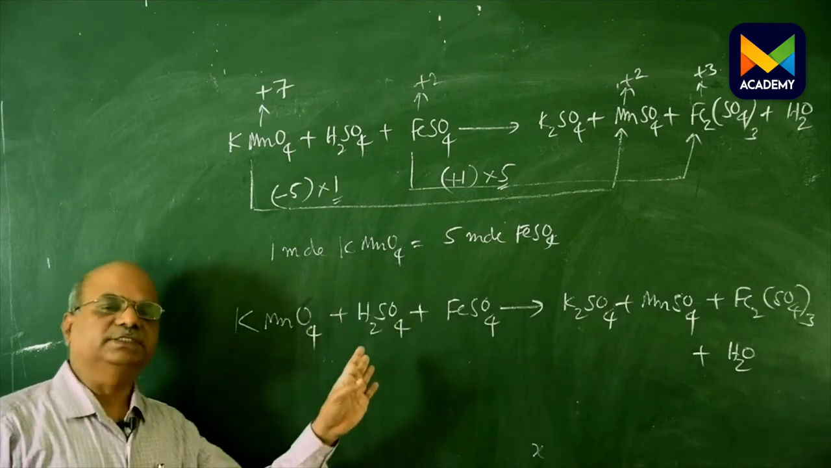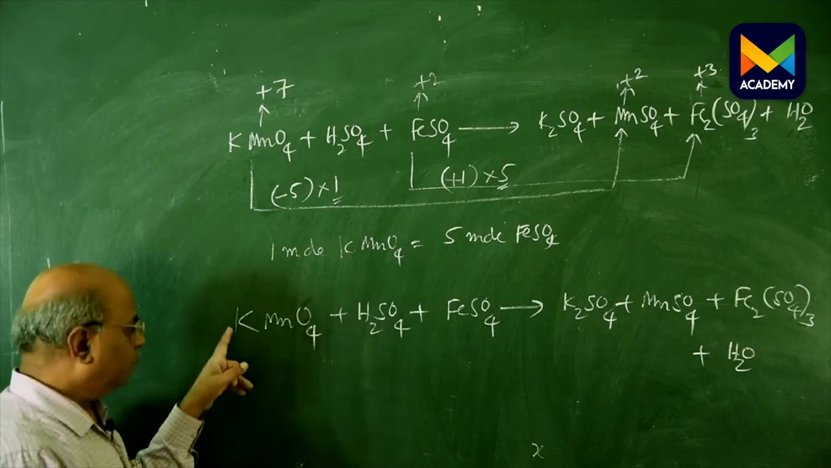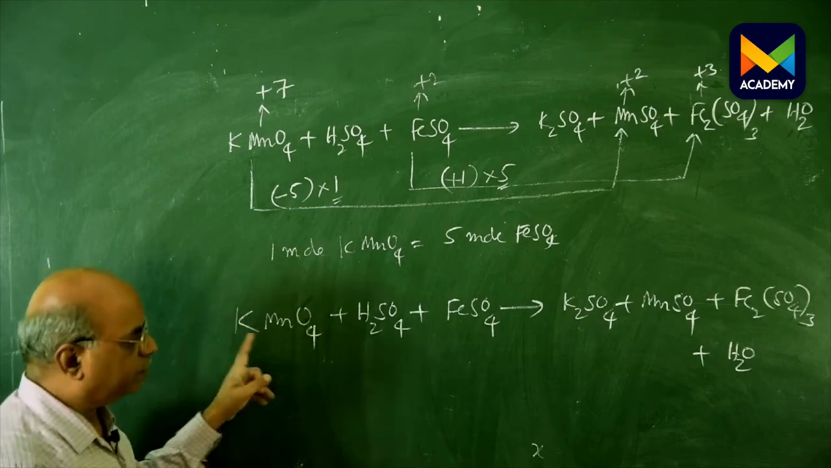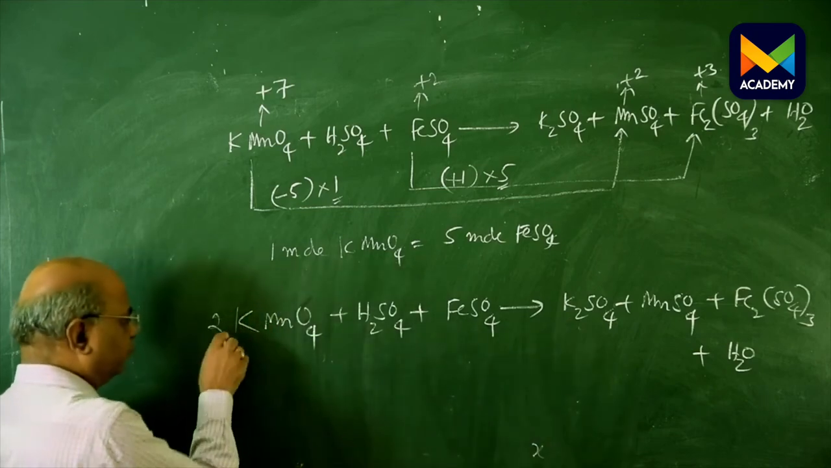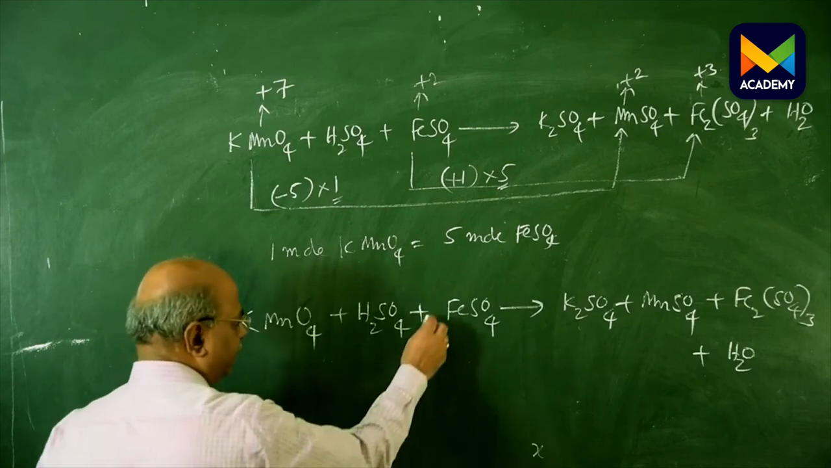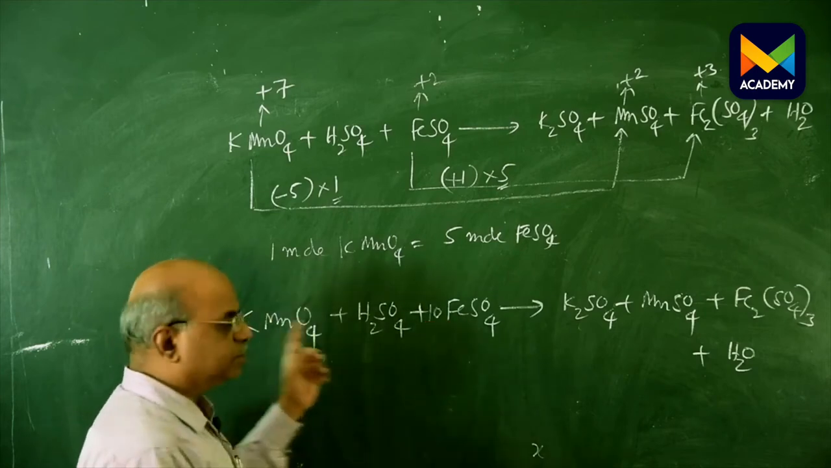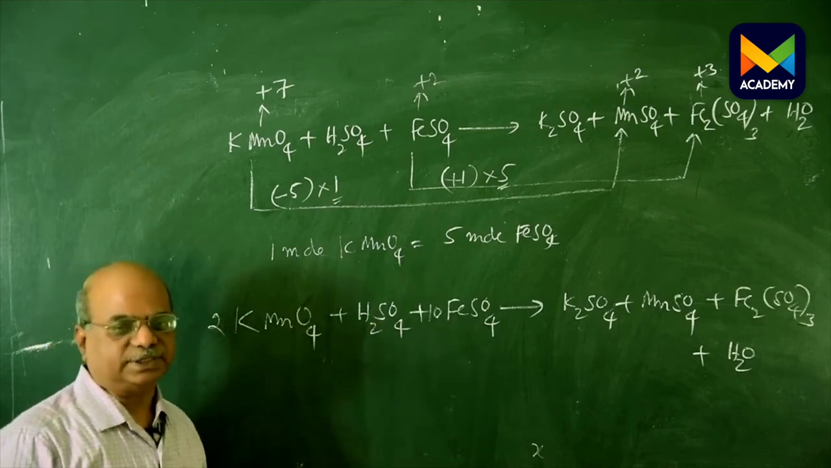1:5 mole ratio only I said, but not actual values. This is the ratio that should not be disturbed. 1 mole KMnO4, if you take here, 2 potassiums are there. So we require here 2 moles of KMnO4. When 2 moles are required, we have to take this as 10 moles. Therefore, I write here 10 moles because the ratio should not be disturbed. So 1:5, 2:10, ratio is the same.